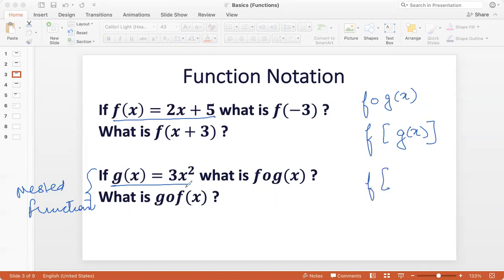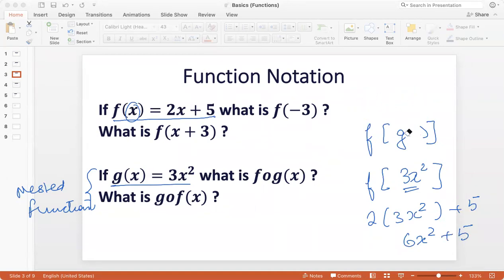So what is g of x? g of x is 3x squared. And this is now the subject of f. So wherever I have x in the function f, I would replace that with 3x squared. So I would say 2 times 3x squared plus 5. So that's 6x squared plus 5. So f of g of x is 6x squared plus 5.